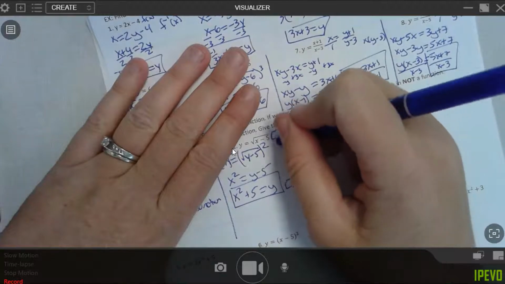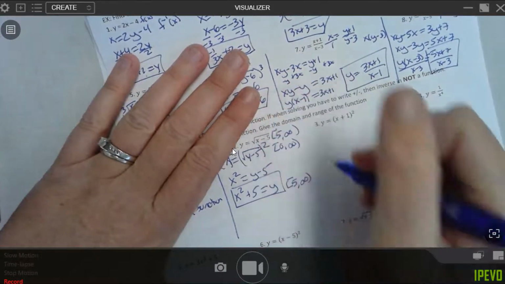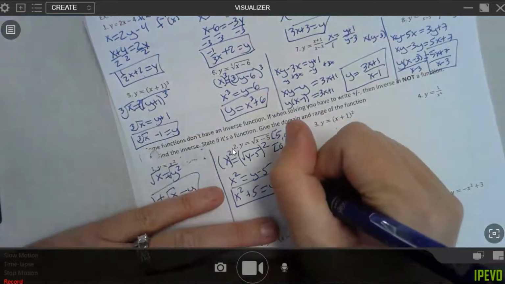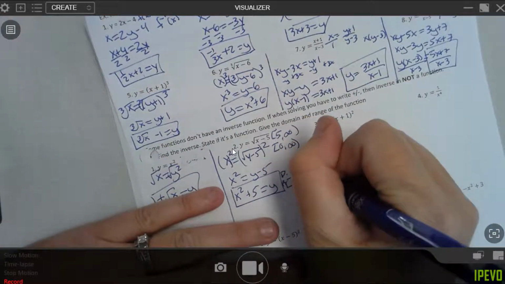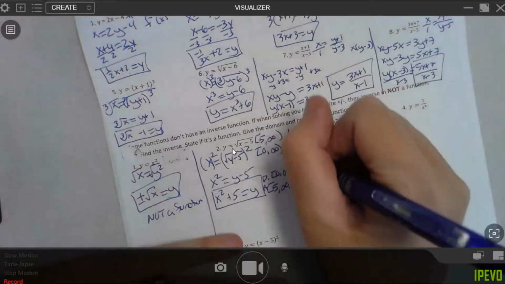Sorry, the domain becomes a range. This was the domain. The range is 0 to infinity. So that's the range. So now the domain is 0 to infinity. You see how that plus 5 would change it to the range? So that's a 0. So it's really only going to be half your parabola. But it is a function.